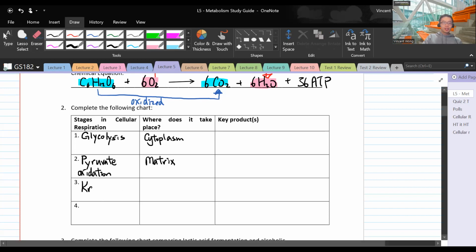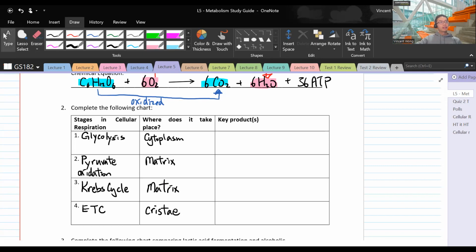And the third step is the Krebs cycle, which takes place also in the matrix. And lastly, we have the electron transport chain, or ETC, and that happens in the cristae, the foldings of the inner membrane, right? So that's an overview of all the steps and where you would expect them to happen. Do we have any question before moving on?